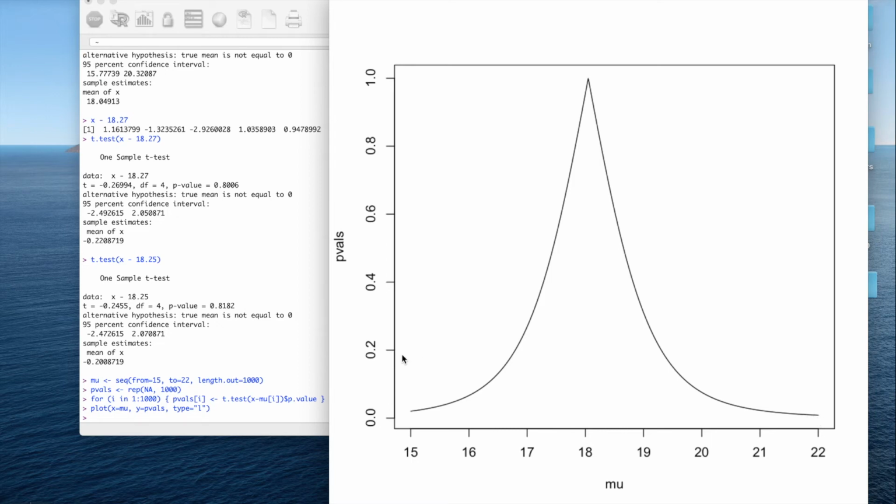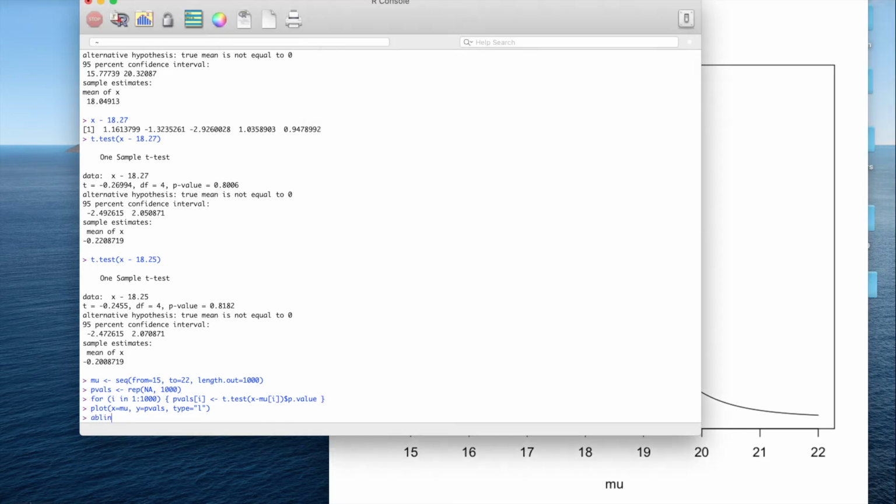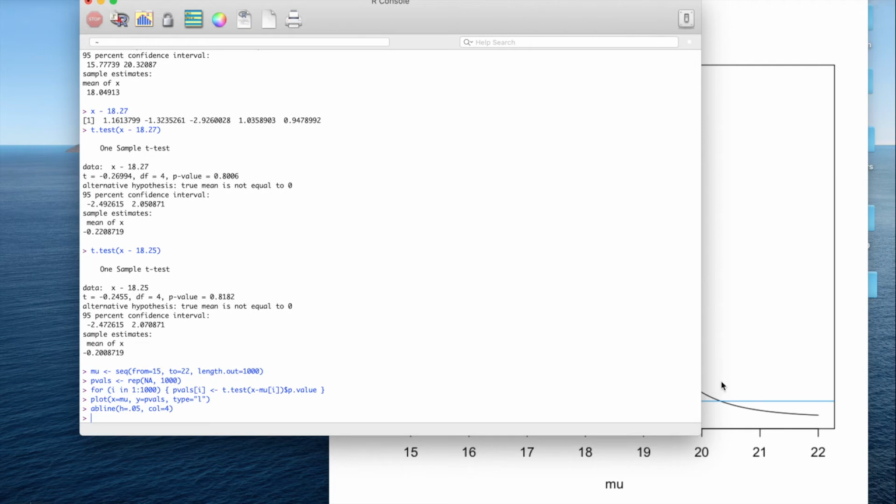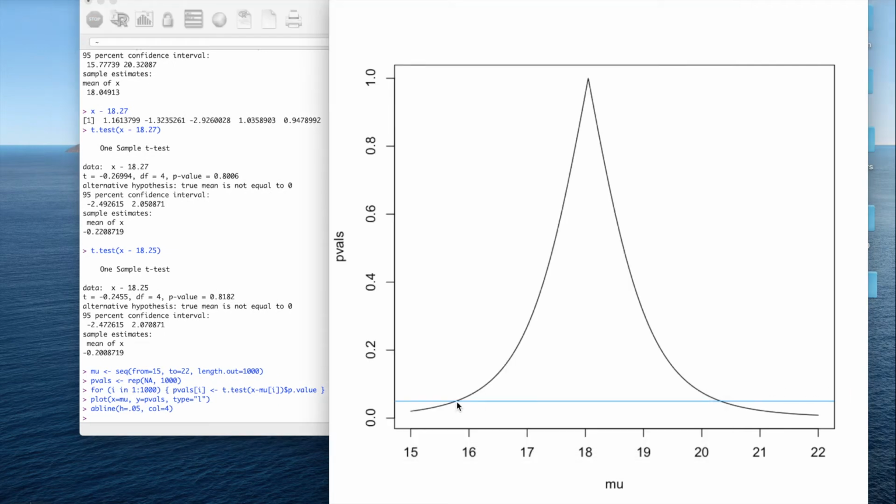It would be interesting to see where some usual thresholds of interest are. Let us draw a blue line at 0.05, for instance. We see that all the null hypotheses that go from 15.7 approximately to 20.2 are accepted, at least with the sample x that we generated in the beginning. It's important to understand that this vector x gives rise to a whole range of null hypotheses that are all accepted at threshold 0.05.